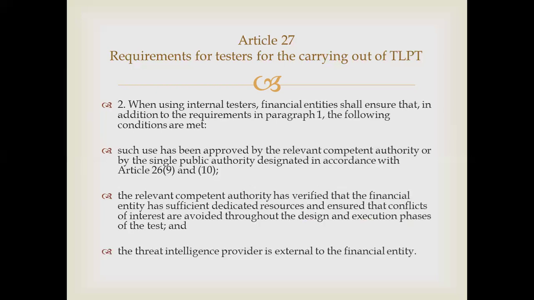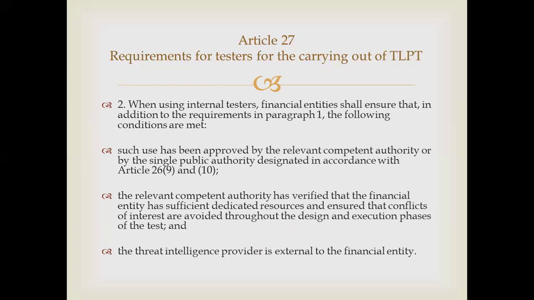Paragraph 2, Article 27. When using internal testers, we've said it is possible you can use internal testers. Financial entities shall ensure that in addition to the requirement in paragraph 1, the following conditions are met. Each such use has been approved by the relevant competent authority or by the single public authority designated in accordance with Article 26, paragraph 9 and 10. So if you are going to be using internal testers, you need to get approval for that from the competent authority. The relevant competent authority has verified that the financial entity has sufficient dedicated resources and ensure that the conflicts of interest are avoided throughout the design and execution phases of the test.